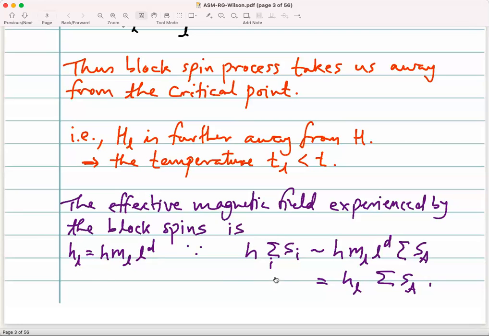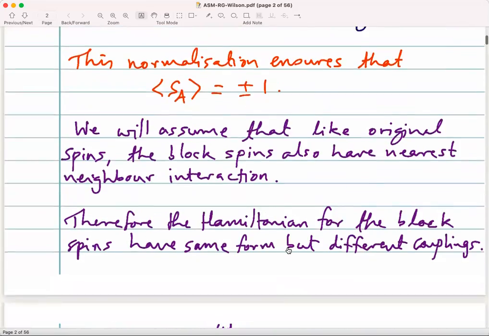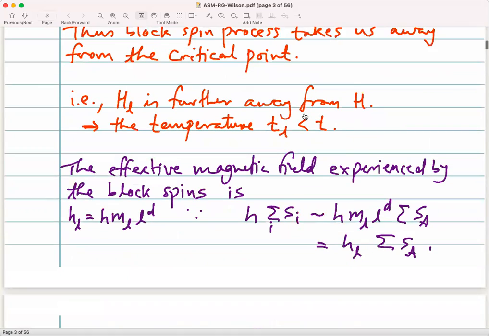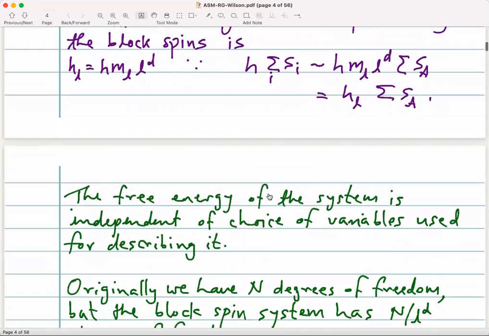This relation actually comes about from here. You can check that the relation between S_i and S_A followed this relation. So if you use this relation back up there, you'll find that your H_L would be written in terms of H times M_L times L to the d.